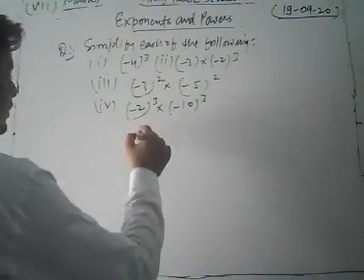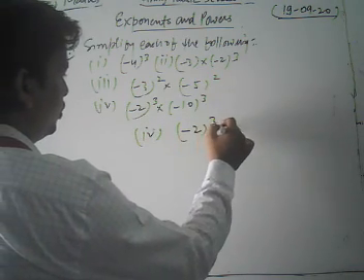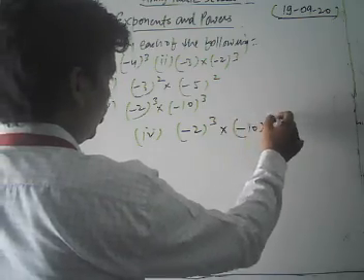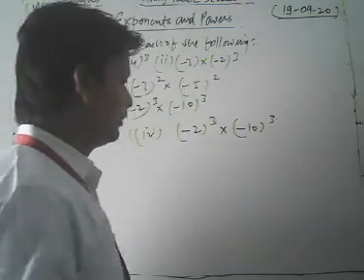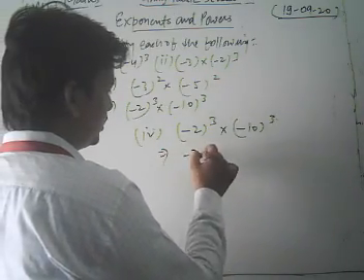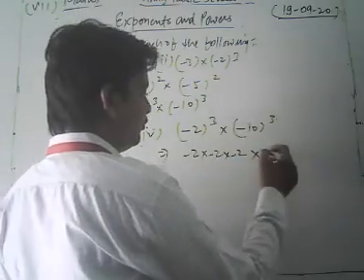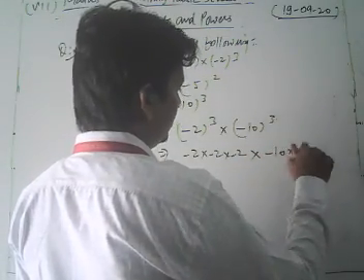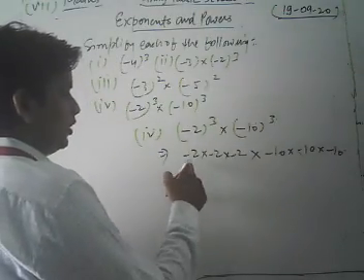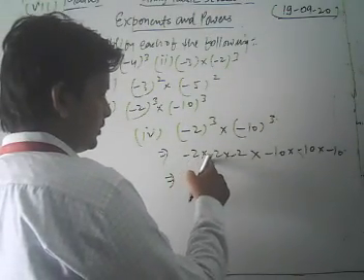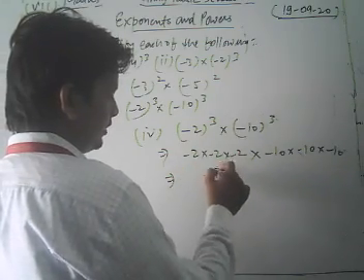The fourth part of this question is (minus 2) whole cube into (minus 10) whole cube. Dear student, in this type of question, first we split the brackets and solve them. First we write minus 2 into minus 2 into minus 2. After that we write minus 10 into minus 10 into minus 10. So we get 2 times 2 is 4, 2 times 4 is 8. Minus times minus is plus, plus times minus is minus, so we get minus 8.